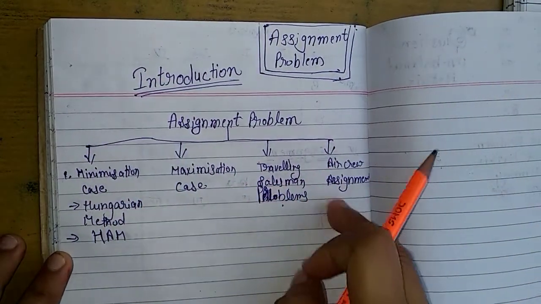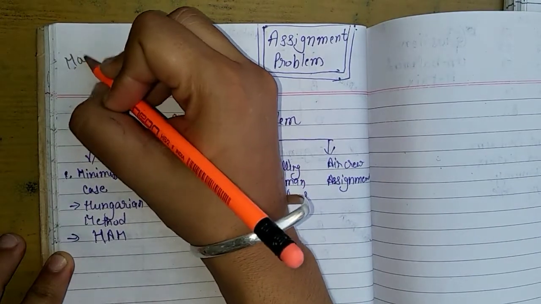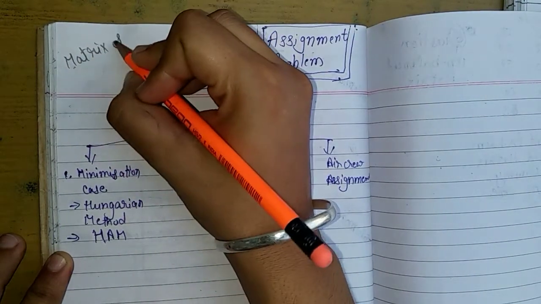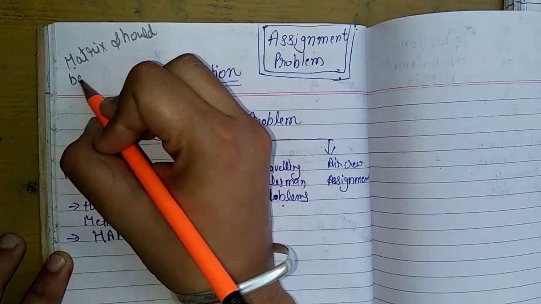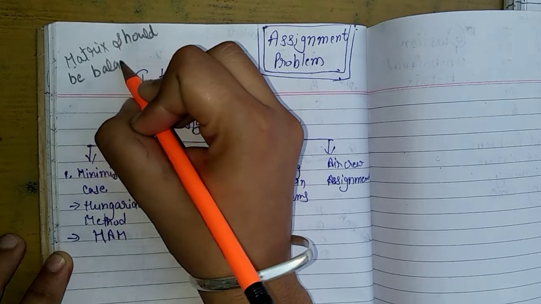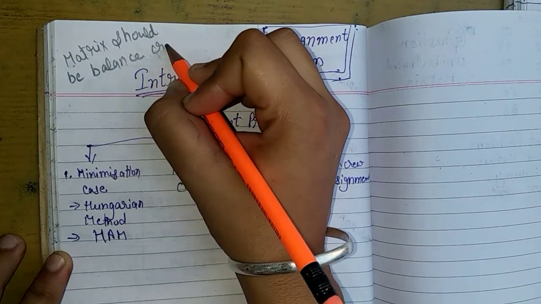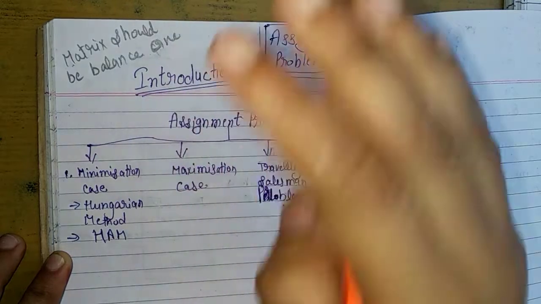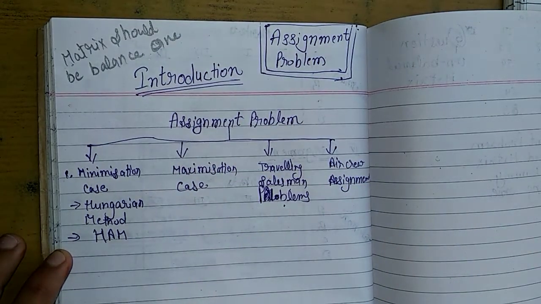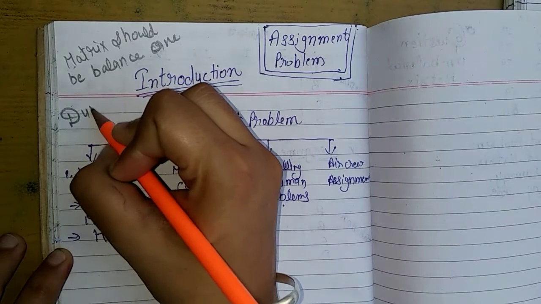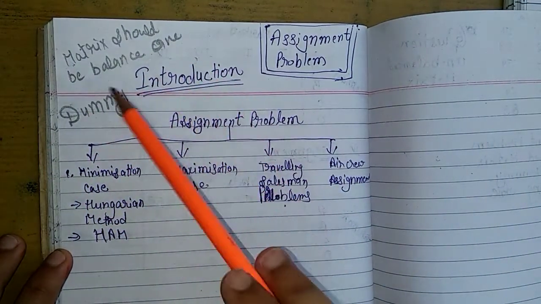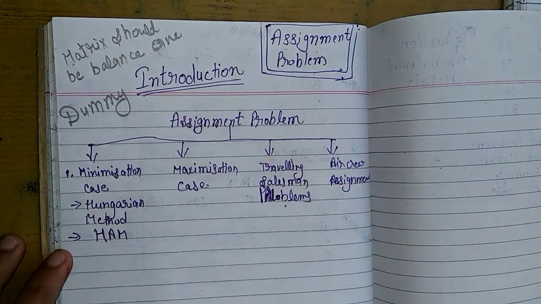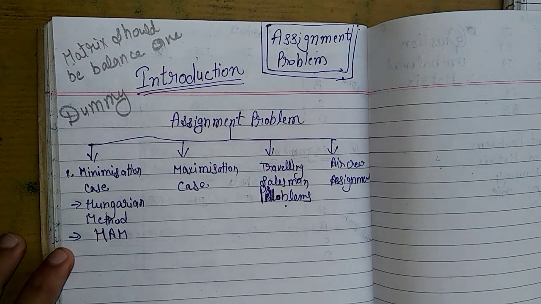In all these methods, matrix should be balanced one. If matrix is not balanced, then we have to create dummy. Matrix should be balanced one, otherwise we have to create dummy. Now I will show how we can create dummy.